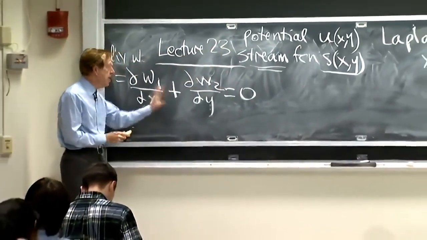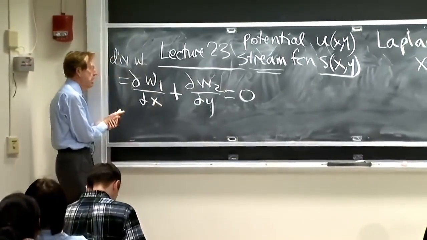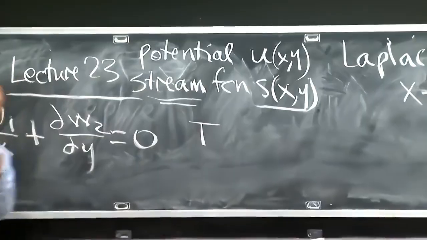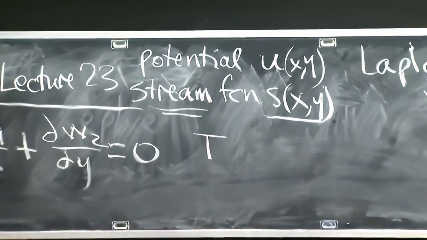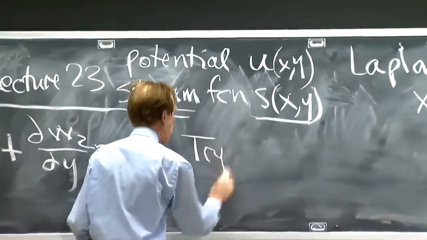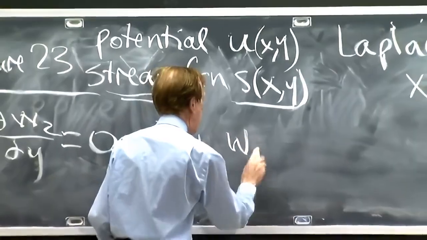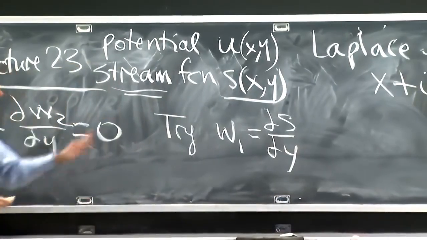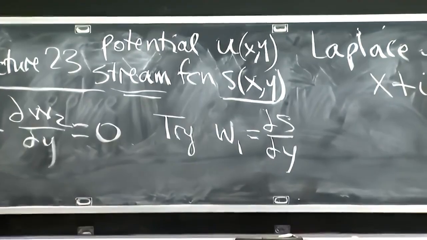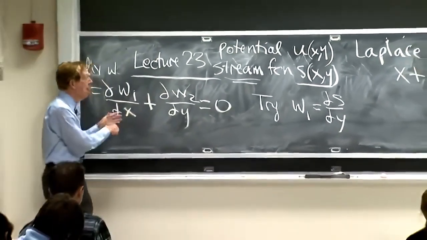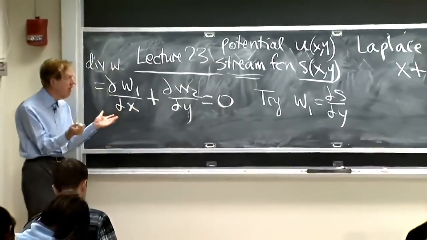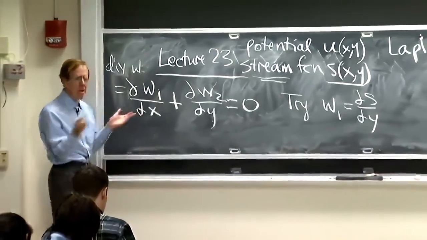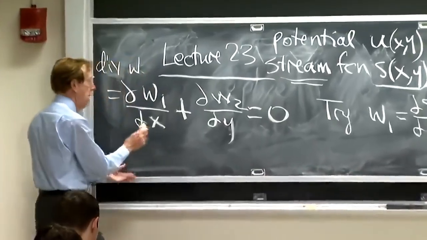OK, and now the idea will be this. Let me try. I take any function s of x and y, any function whatever. So now I try, let w1 be ds dy. Maybe I should go this way. I'm looking for solutions, OK? So I take any function s, I take its y derivative to be w1. And you can tell me what w2 has to be.